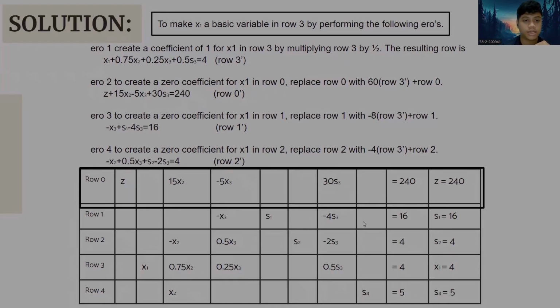The last one, ERO 4, creates a zero coefficient for x1 in row 2. We replace row 2 with negative 4 times row 3 plus row 2. We get negative x2 plus 0.5x3 plus s2 minus 2s3 equals 4. Rearranging, we describe this finalized form as canonical form 1. For the next part, I will pass to Ilham. Thank you.